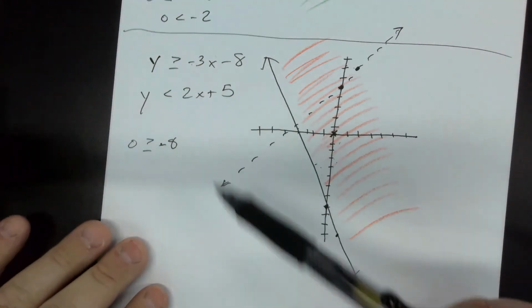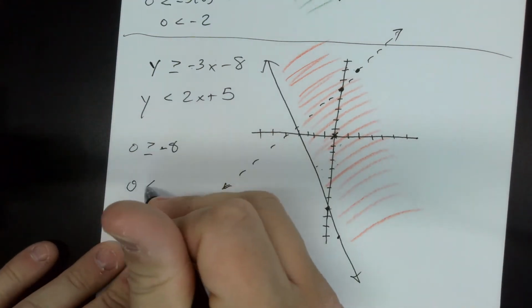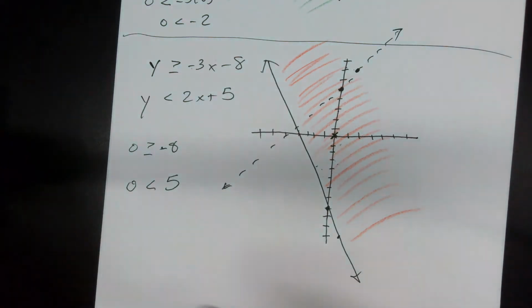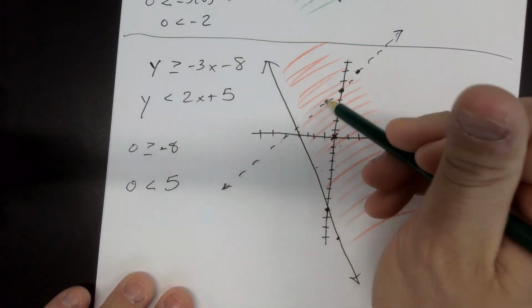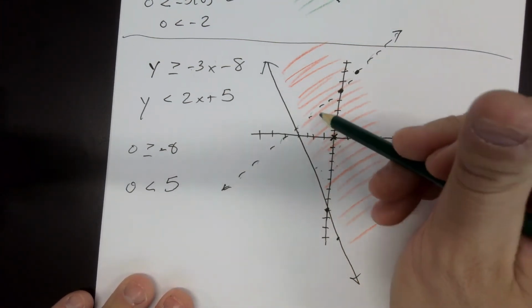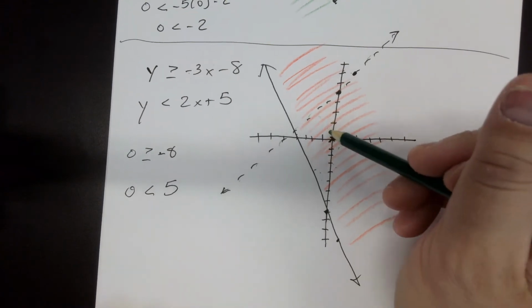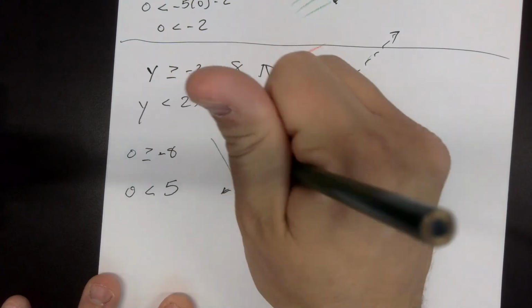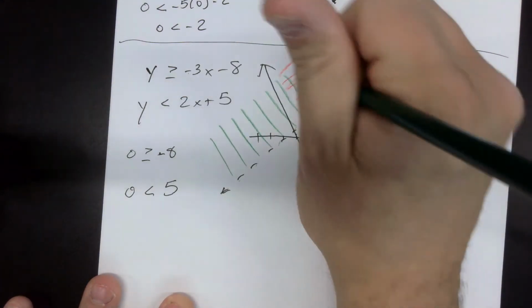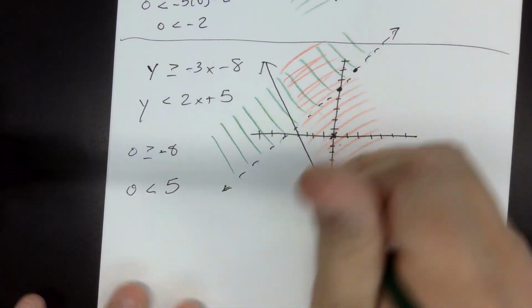Okay, so let's look at this next one. 0 is less than 5. Is that true? Yes, it is. Okay, so look, now we're looking at the dotted line, right? So 0, 0 is on this side of this line, correct? So because it's true, you're going to shade where 0, 0 is.